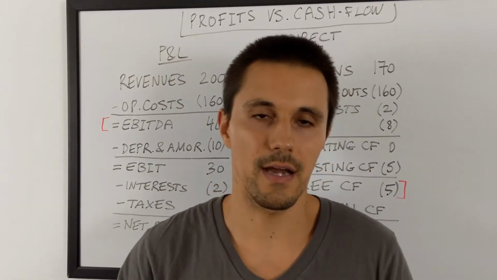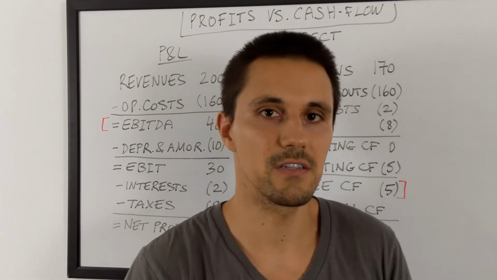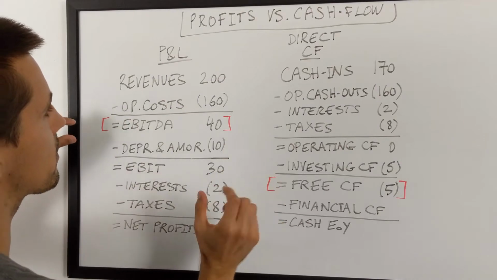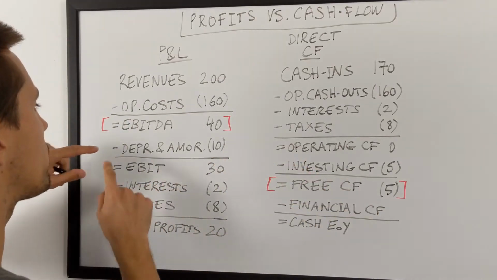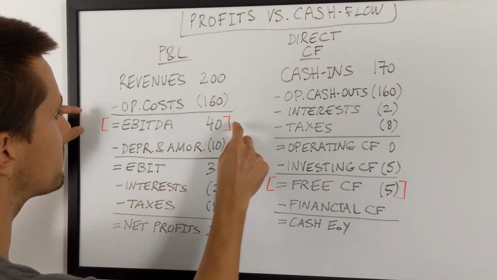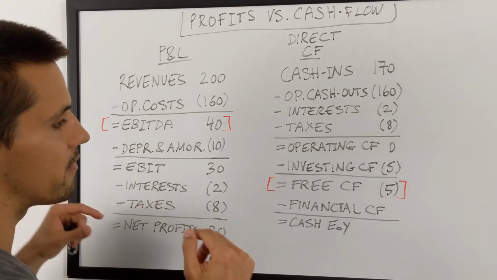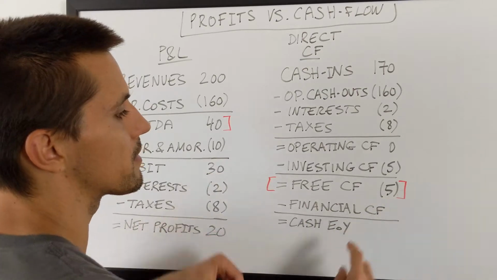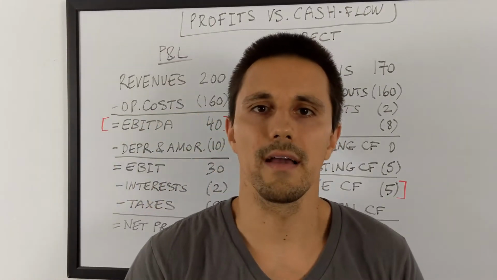So now that we have talked about the definitions, let's look at the terms. When we talk about profits versus cash flow, we are talking about operating profits, EBITDA, versus free cash flow, which is the cash generation of the company. So now, why are we doing this?